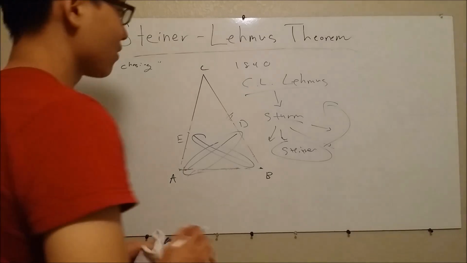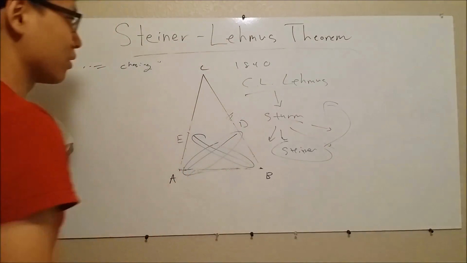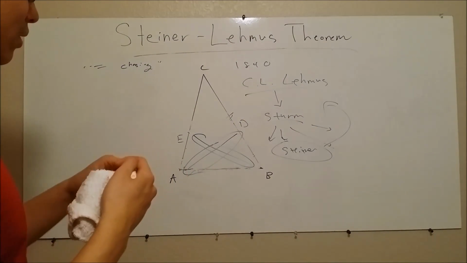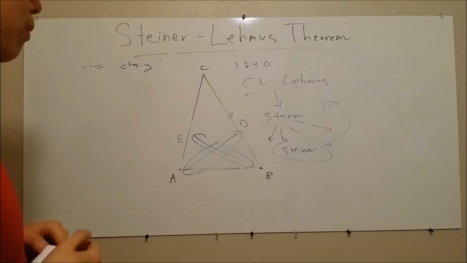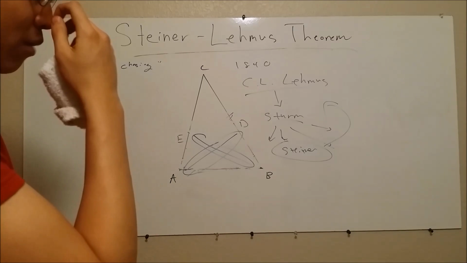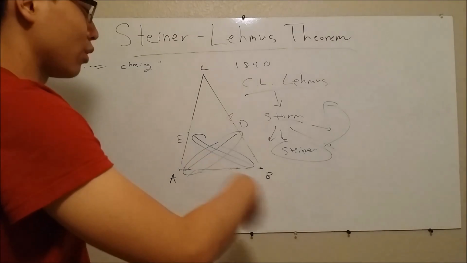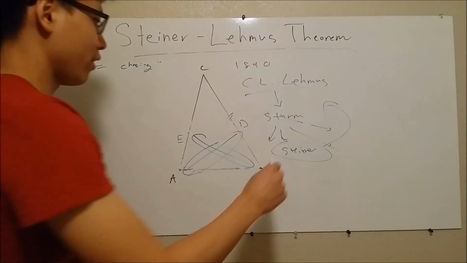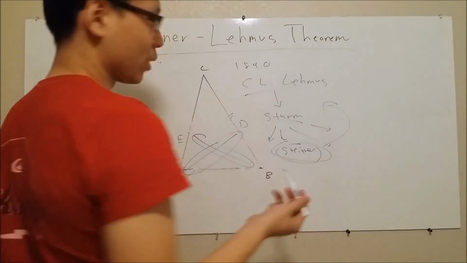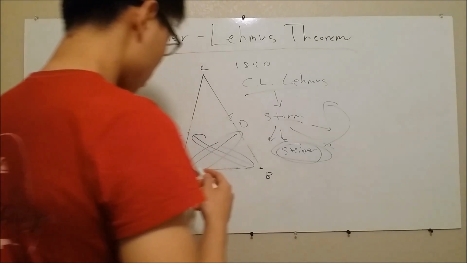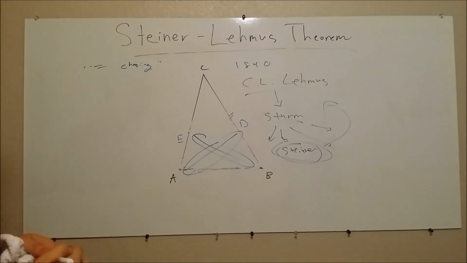In 1840, a mathematician named Lehmus proposed this problem to another mathematician named Sturm. He wanted to prove it, but he wasn't able to. So Sturm sent it out to a bunch of other mathematicians, and Steiner, this guy, was one of the first to prove it. But of course, he didn't find a direct proof for it.